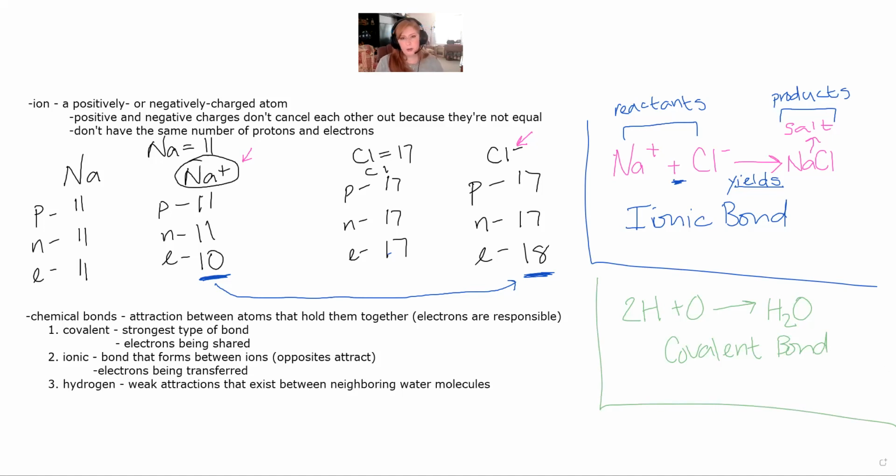Again, for your notes, reactants are what go into an equation, products are what come out.